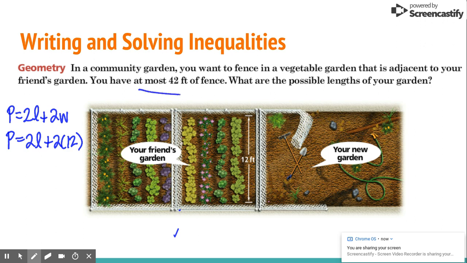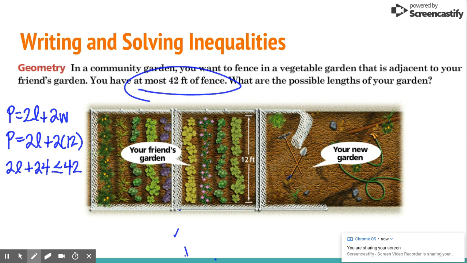They tell us we have at most 42 feet of fence, so that is inequality language there. So at most, our perimeter is going to be 42, so maybe I'll put that here. It can be up to 42, but nothing greater than, because we only have 42 feet of fence. So it has to be less than or equal to 42. So 2L plus 2 times 12 is 24.